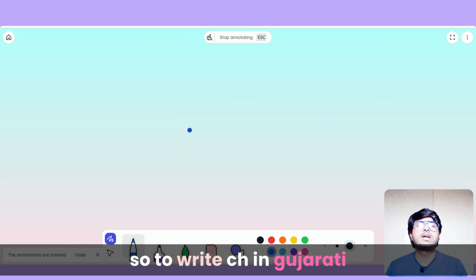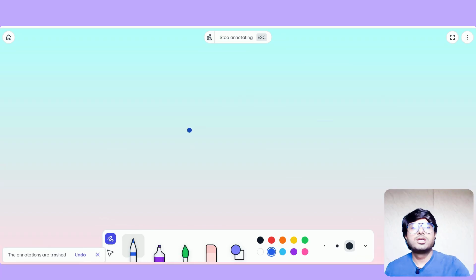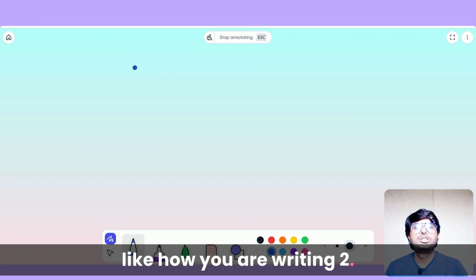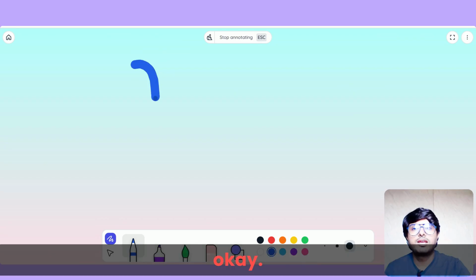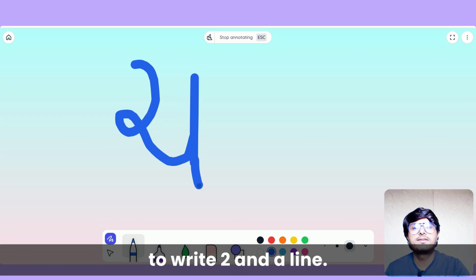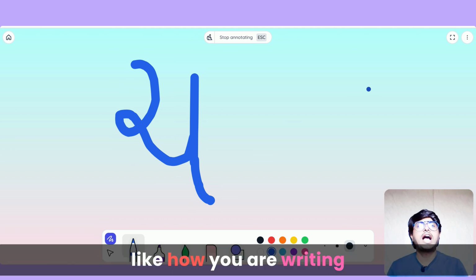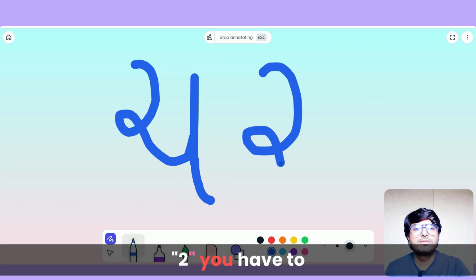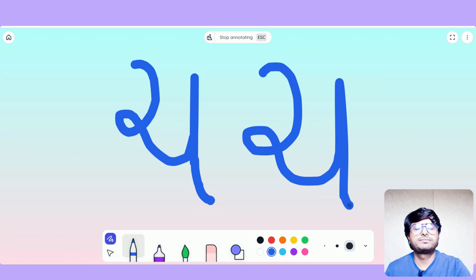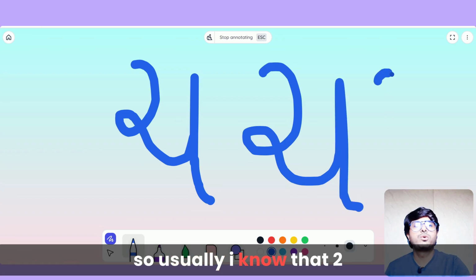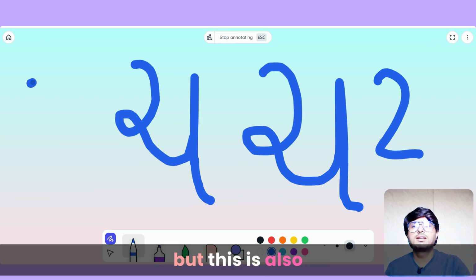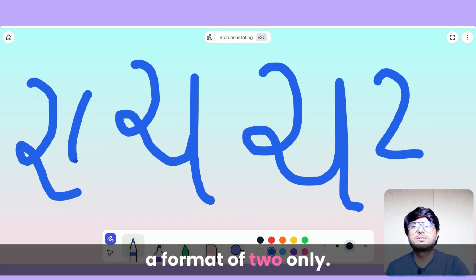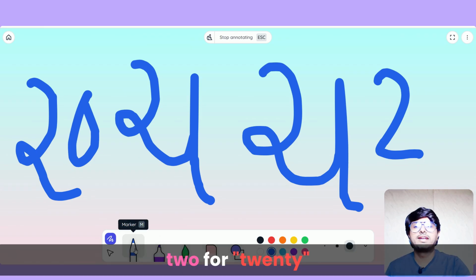To write Ch in Gujarati, like how you write two, you have to write two and a line. Like how you write number one, number two, you write two and a line. Usually I know that you write two like this, but this is also a format of two. Okay, 2 for 20, I mean.